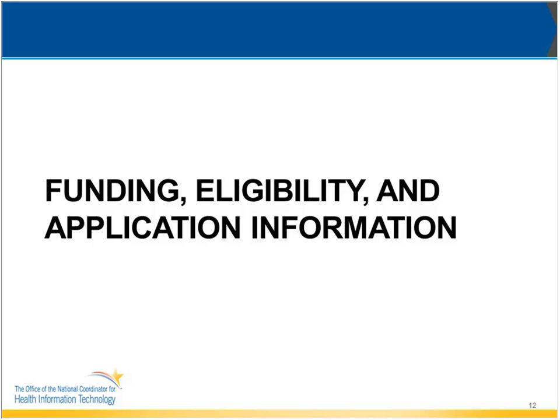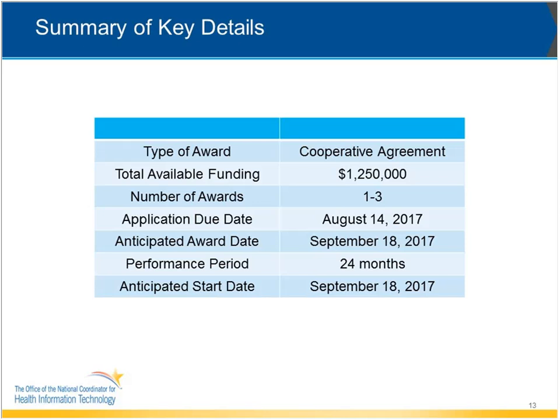Well, thank you, Sarah. So this particular section will cover 3 things: funding, eligibility, and the information about the application. All right. So just a quick recap summary. This is pretty much for your knowledge that the due date is August 14th. The award date is anticipated to be September 18th, and it's a 2-year, 24-month award.